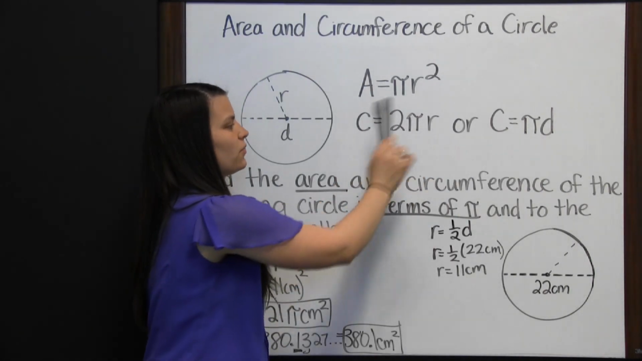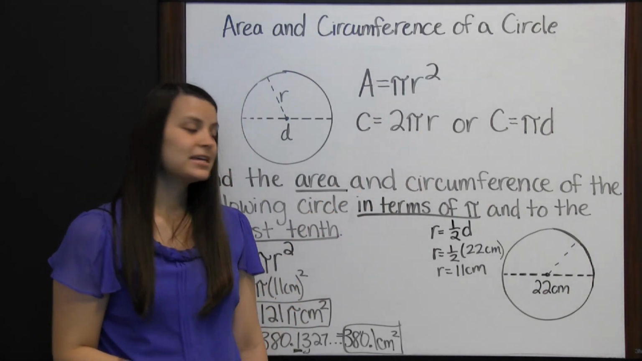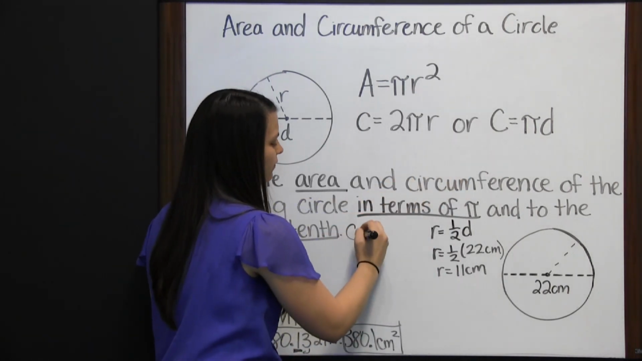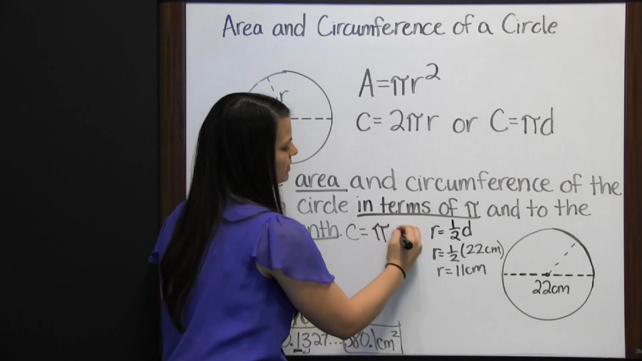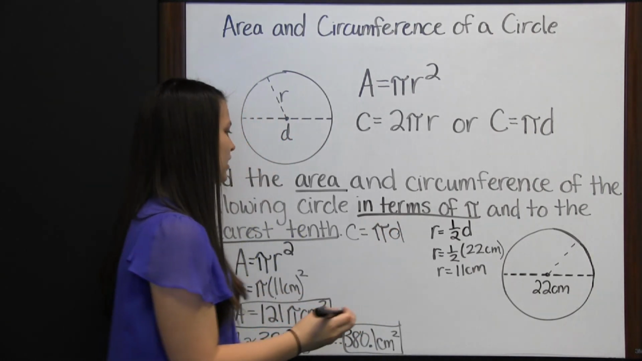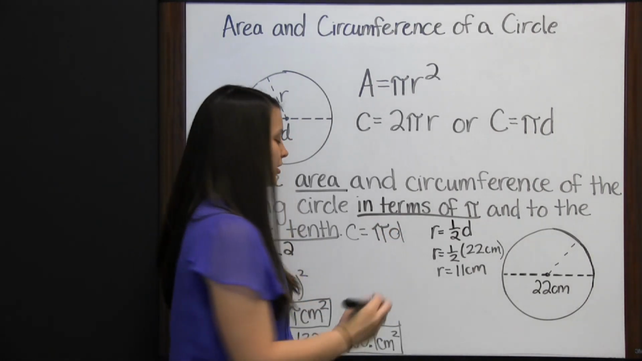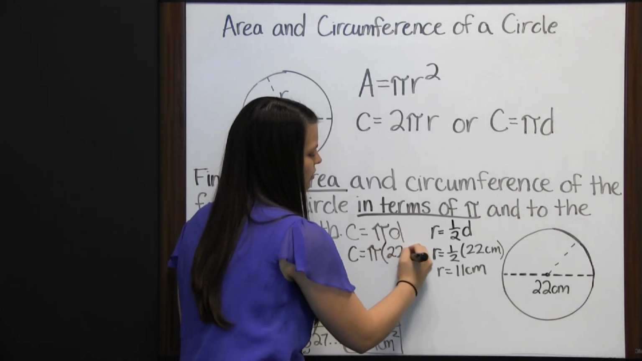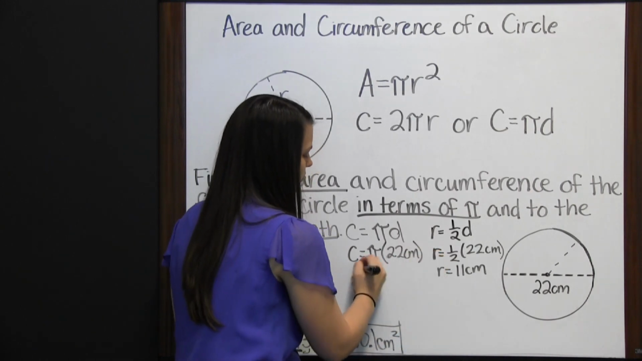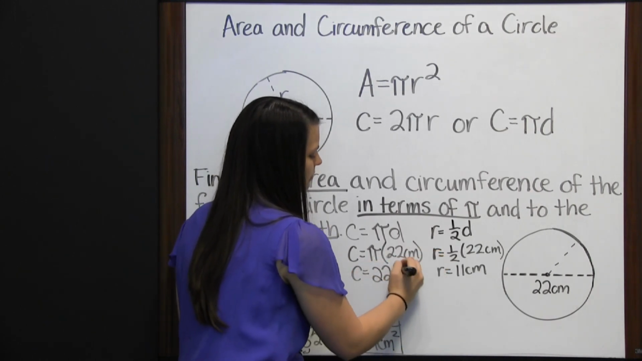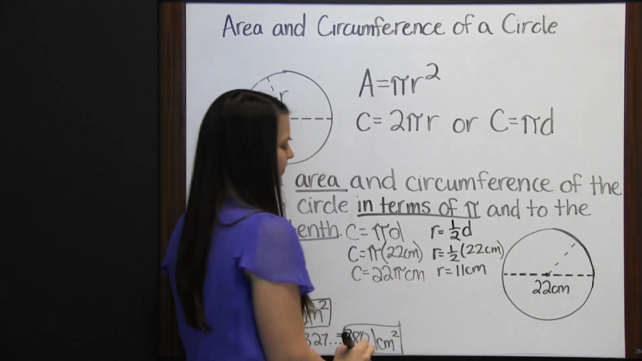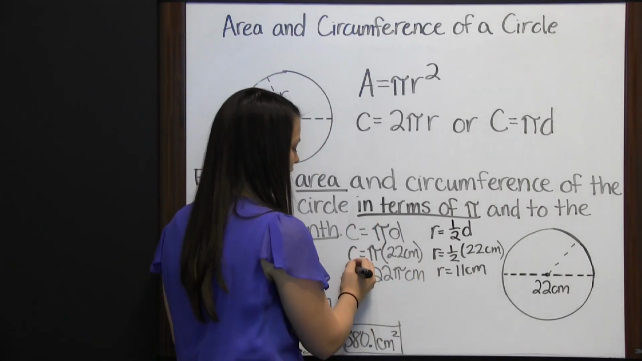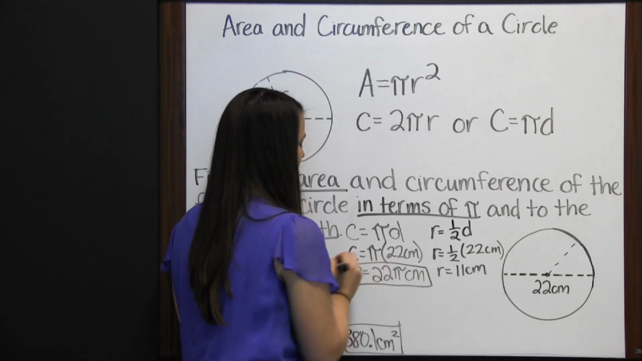Circumference, we can use either one of these formulas to find. Since we were given the diameter, we can just use our circumference equals pi times diameter formula. So now we need to substitute our diameter. The circumference is pi times 22 centimeters, which is 22 pi centimeters. And that gives us the first answer they asked for in terms of pi, 22 pi centimeters.